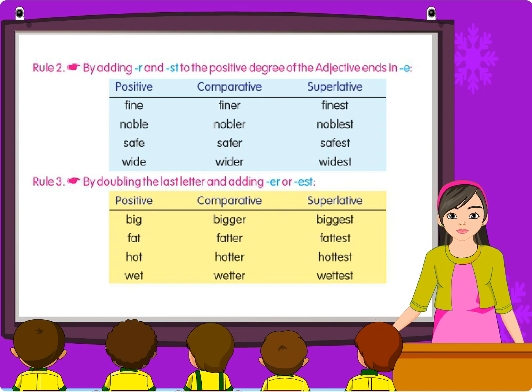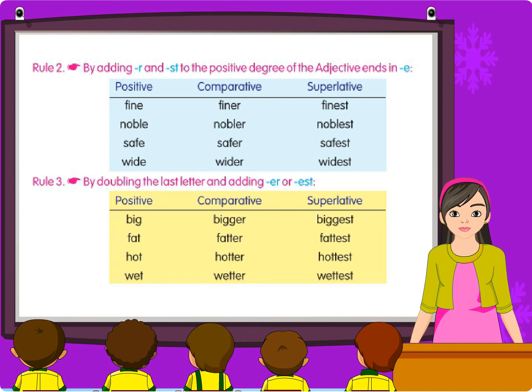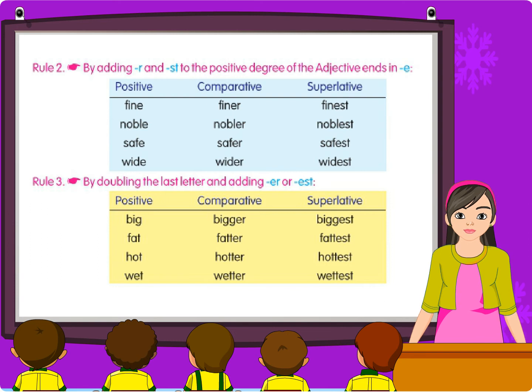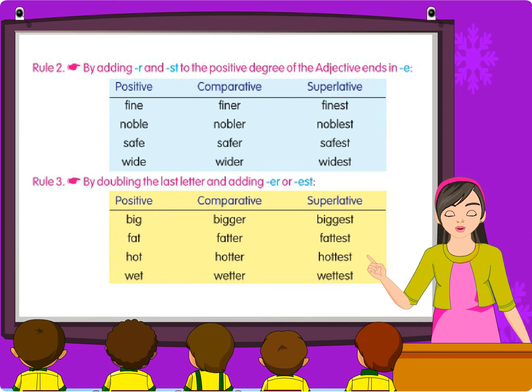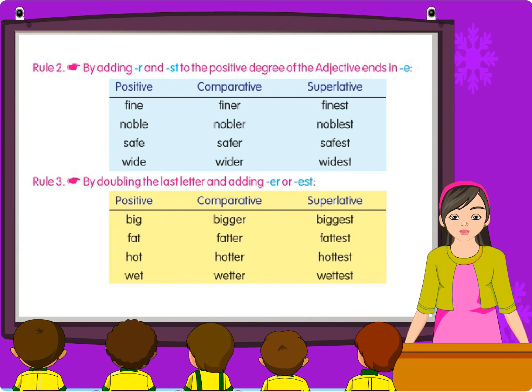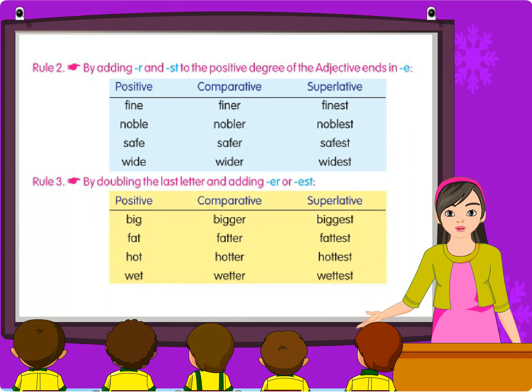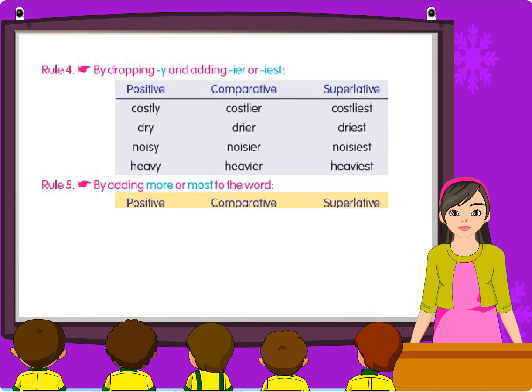Rule 3. By doubling the last letter and adding er or est. Positive, comparative, superlative. Big, bigger, biggest. Fat, fatter, fattest. Hot, hotter, hottest. Wet, wetter, wettest.